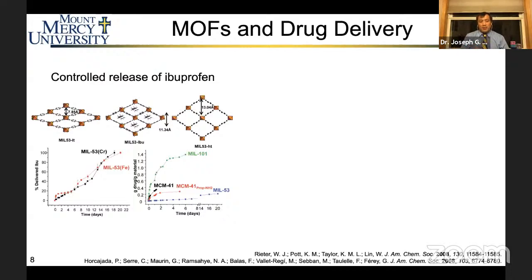And so here, this MOF, this MIL-53, has been shown to control the release of ibuprofen. If it's open, it will release it. If it's closed, it doesn't absorb any. Right in the middle is where it will trap it, and you can control that aspect. Another researcher has been able to utilize this in the release of caffeine.